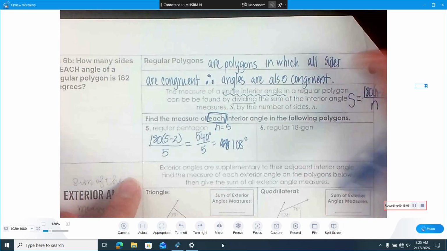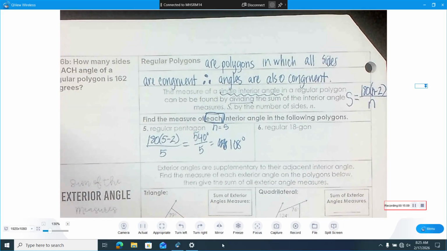Will you go ahead and do the 18-gon? Use your calculator and figure out the 18-gon, number 6.